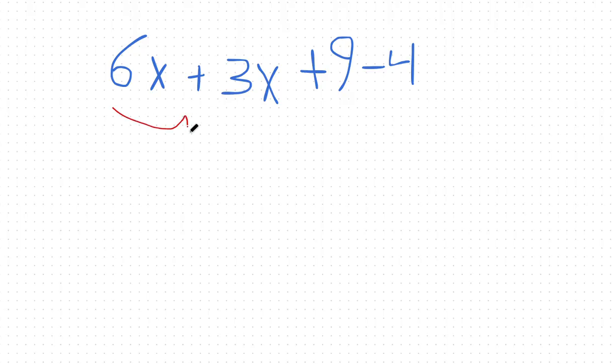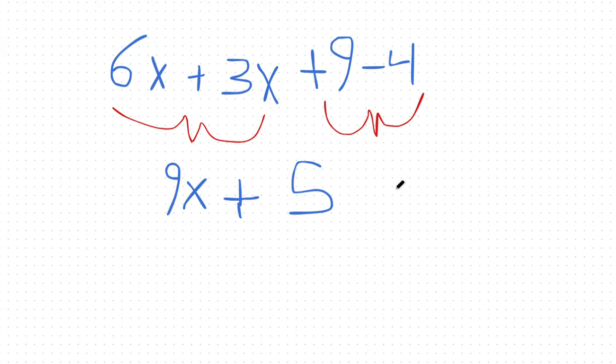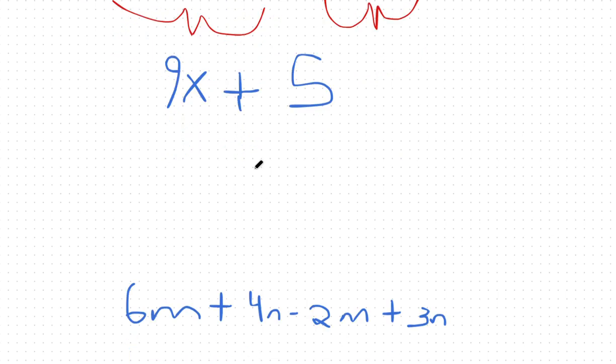We have an x term and we have just numbers. So what's 6x plus 3x? We have 9x. And we're adding to 9x, 9 minus 4. We combine these two, 9 and minus 4, to get 5. So our final simplified term is 9x plus 5. Let's move on to the next one.